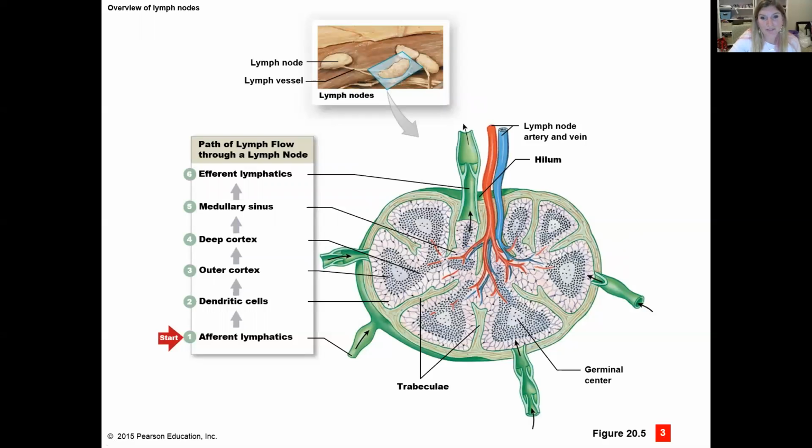So there it is. That's what you should have drawn if you took me up on that challenge. You can see those afferent vessels. You can see the germinal layers where the B cells are. You can see the outer cortex, the deep cortex, and the medullary sinus. And I love how this diagram actually shows where everything is and labels it for you. It makes it very easy to understand. And you can also see how that efferent lymphatic is parallel to the artery and vein, which are going into the lymph nodes, supplying all of those B cells, T cells, dendritic cells with the nutrients that they need to survive.